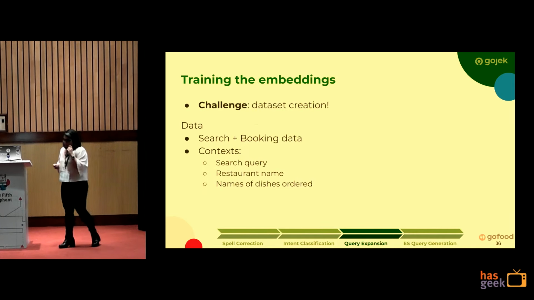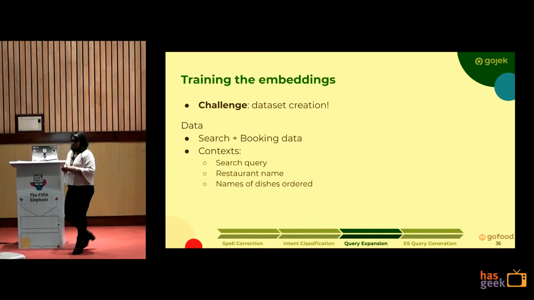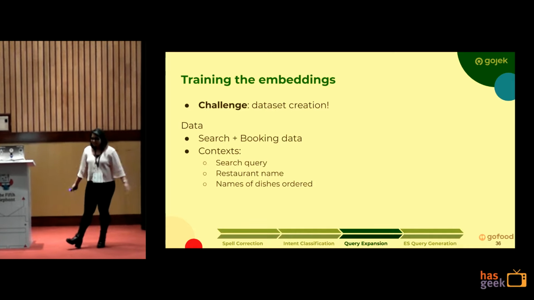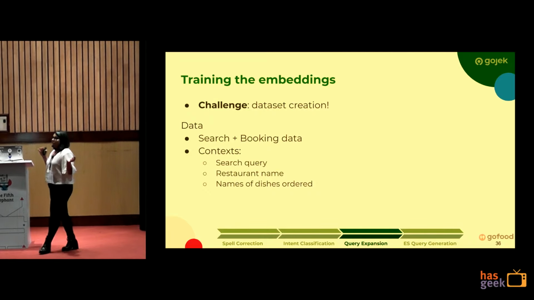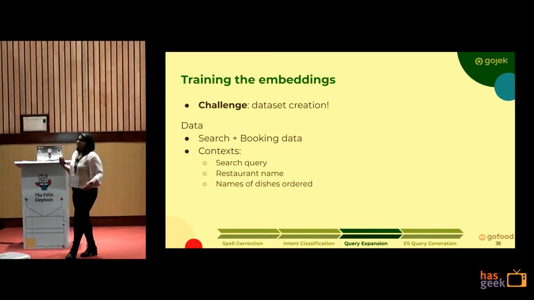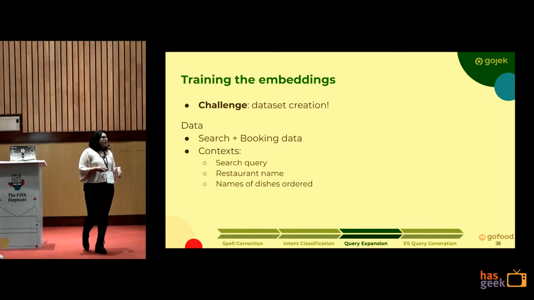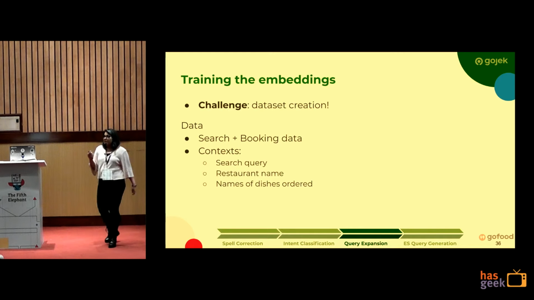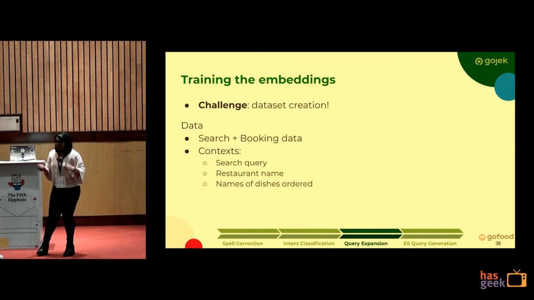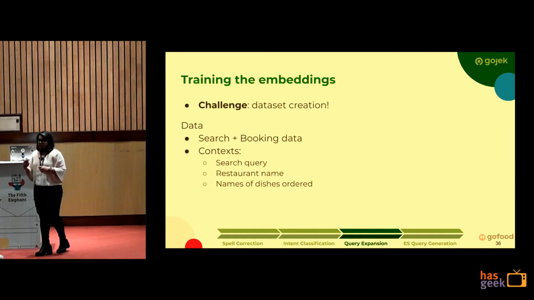So let's talk about how we actually went about training these embeddings, and what kind of data we had. The biggest challenge that we faced in this entire project was figuring out how we should structure our data so that the algorithm trying to learn these embeddings could capture the kind of semantic relationships that we wanted the similar words to have. So we had search-based data, and we had booking order data. For a single context, we wanted to consider the search query that was used to place the order, the restaurant name from which the order was placed, and the names of the dishes that were ordered.